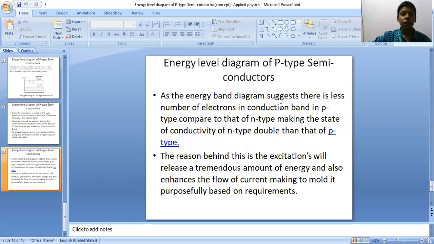As the energy band diagram suggests, there are fewer electrons in the conduction band in p-type compared to that of n-type, making the conductivity of n-type double that of p-type. The reason behind this is that the excitations will release a tremendous amount of energy and also enhance the flow of current, making it possible to mold it purposefully based on requirements. That's it.